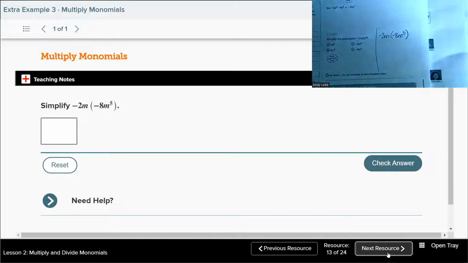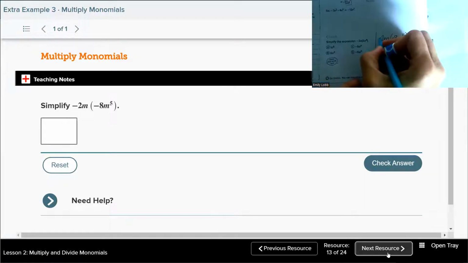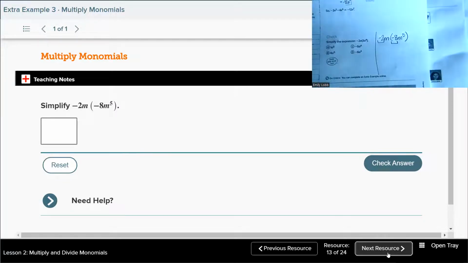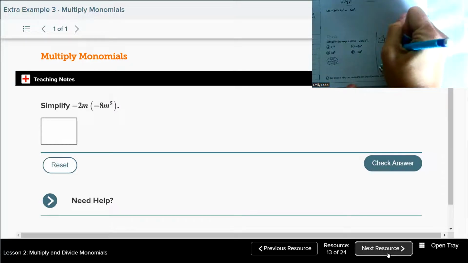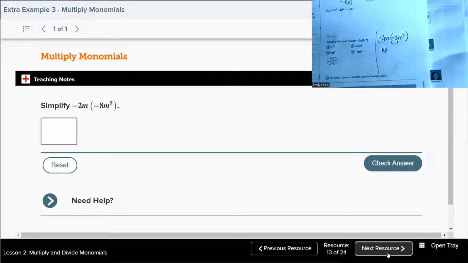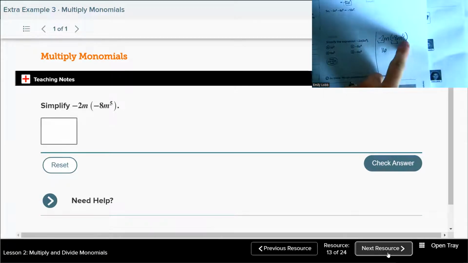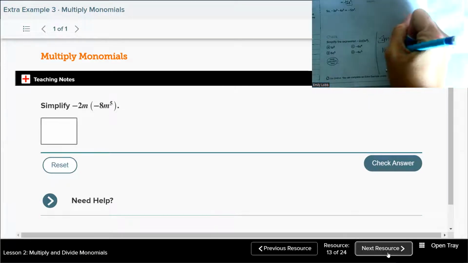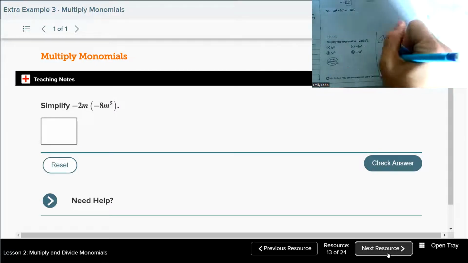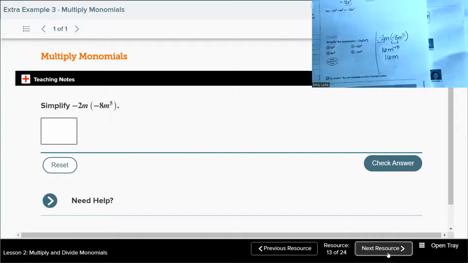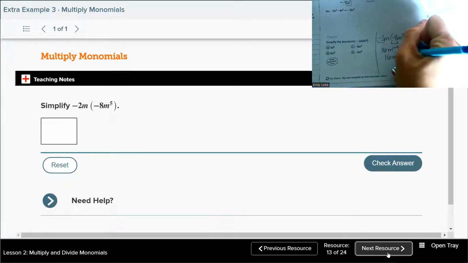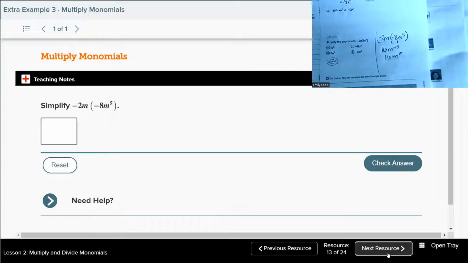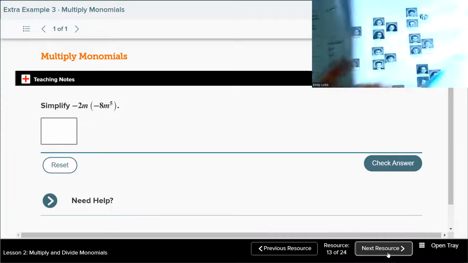So when we multiply our coefficients, first of all, what are our coefficients? -2 and -8. So what is -2 times -8? 16, and it's positive because 2 negatives multiply make a positive. And then I have m and m to the 5th. And our product of powers rule tells us we can do what with these two? We can add them. So this ends up being 16m to what power? The 6th. Excellent.